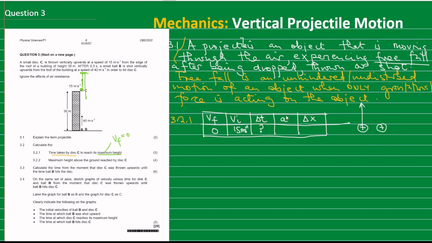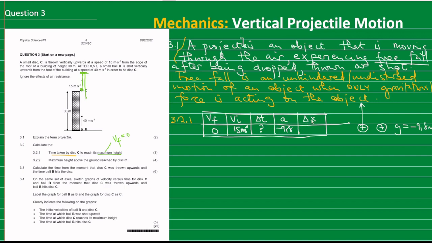So our gravitational acceleration is g. Now gravitational acceleration is a constant 9.8, but it acts downwards. So since we have taken up as positive, our g is going to be negative 9.8 meters per second squared. Okay, and then now we are given the values.